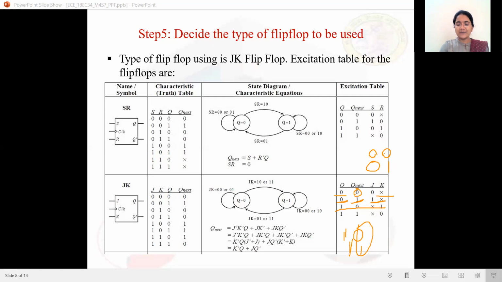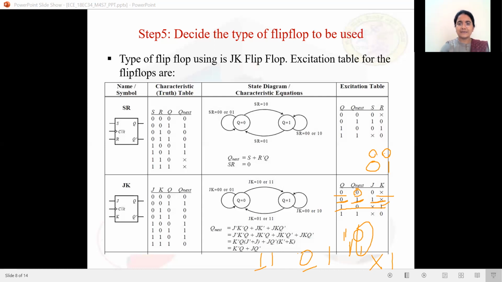If you want to reset the JK flip-flop, our K input should be high, that is 0, 1. Here the present state is 1, we can also toggle that. So we can also give the input as 1, 1, which toggles the state, and we will get 0. So what should be the inputs? J may be 0 or 1, so we write x1. x1 is the input of the JK flip-flop when the present state is 1 and the next state is 0.